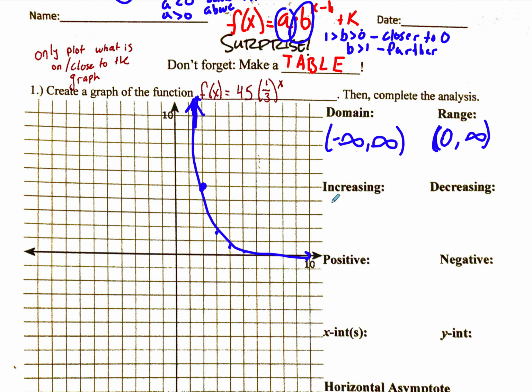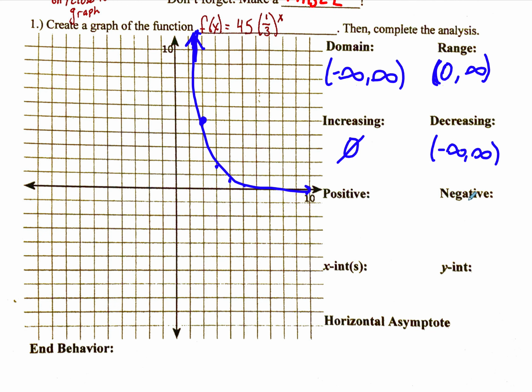Okay, where is it increasing? So from left to right, we're always going down. So we're increasing nowhere and decreasing everywhere. Okay, where is it positive and negative? Here, it's positive everywhere, actually. Because the values, the y values, are always greater than 0, and it's negative nowhere.